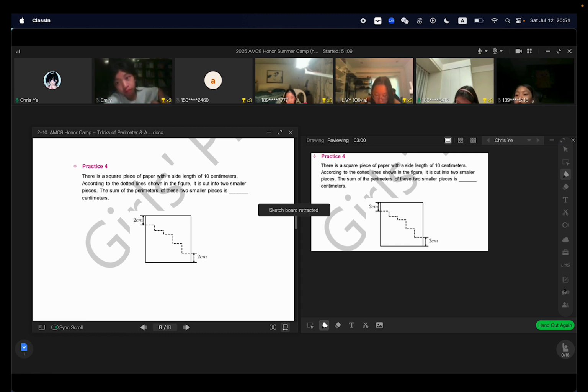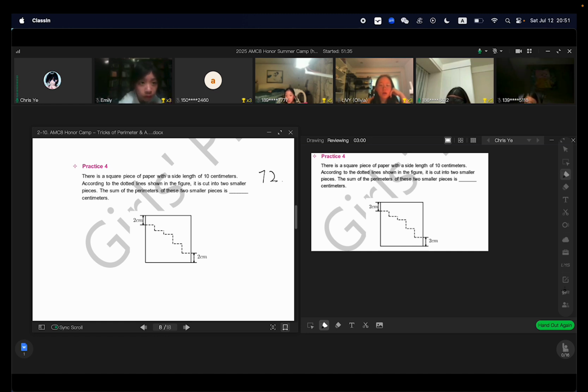Time to collect. The answer is 72. A lot of you guys got it correct, which is good, and congratulations. So this is going to be similar to the first problem that we did in the exploration. The solution is going to be, first there is a square piece of paper with a side length of 10 centimeters. So it's going to be 10, 10, and the entire perimeter is going to be 40.